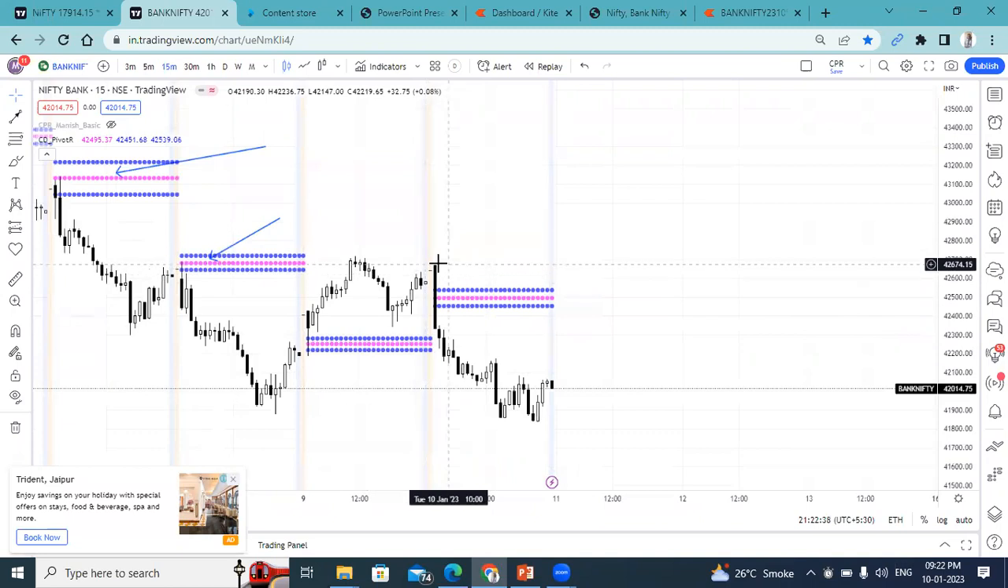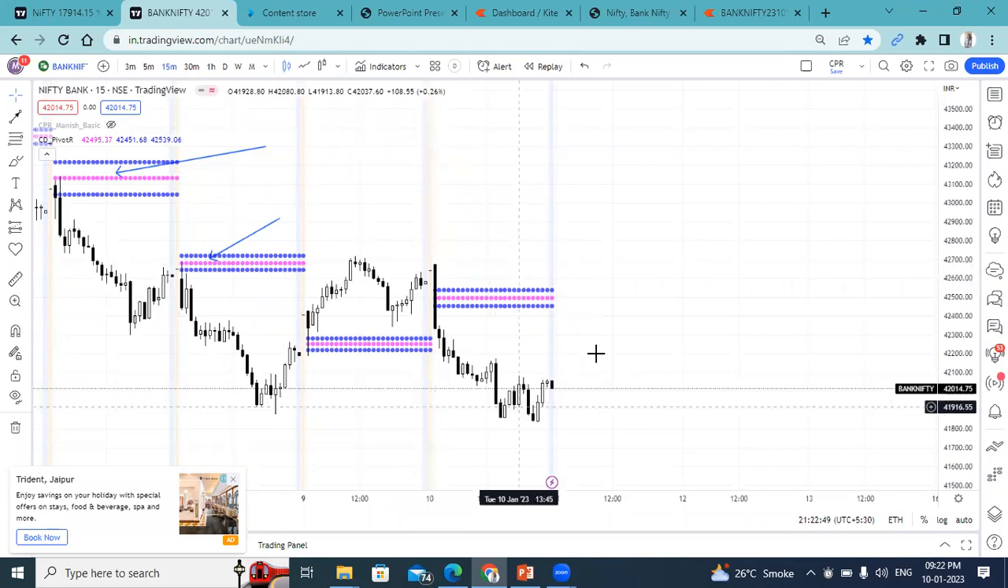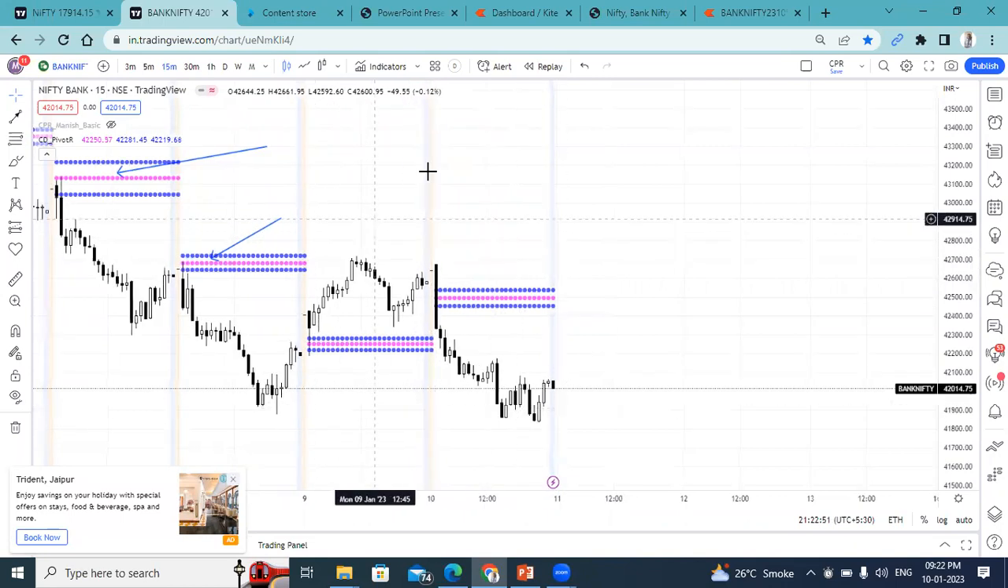Today, look at what happened. Again, this was ascending CPR. Opening was also above CPR, but price didn't sustain. In first candle, you can see it came below CPR and it went down. So opening is also very important.